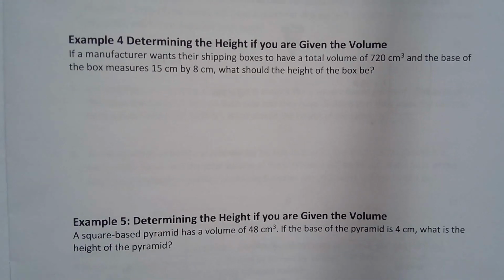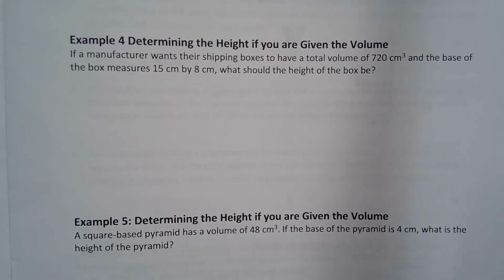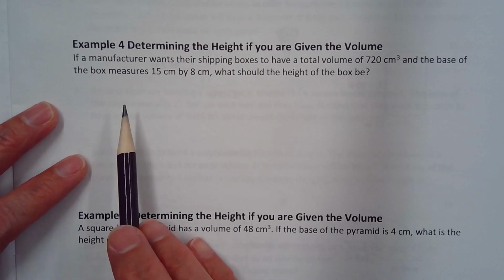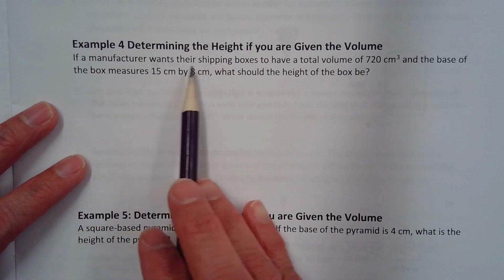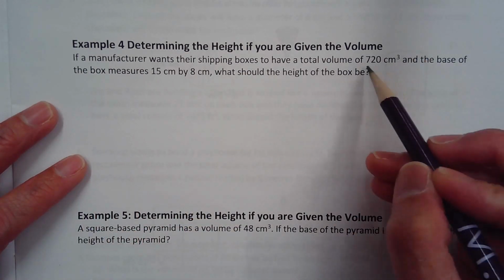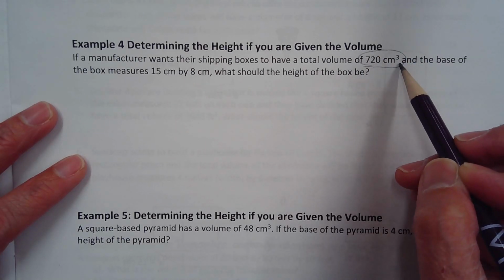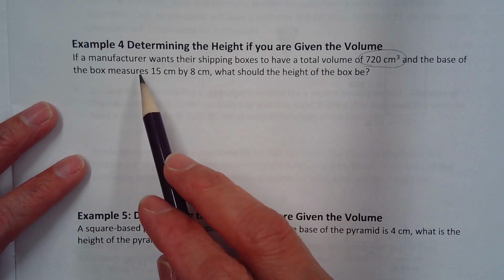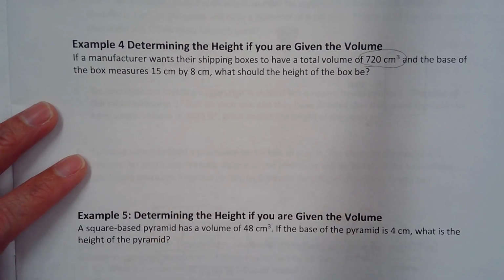Let's take a look at number 4. This one doesn't even have a picture. Does it matter? It says here, a manufacturer wants their shipping boxes to have a total volume of 720 cubic centimeters, and the base of the box measures 15 by 8 centimeters. What should the height of the box be?